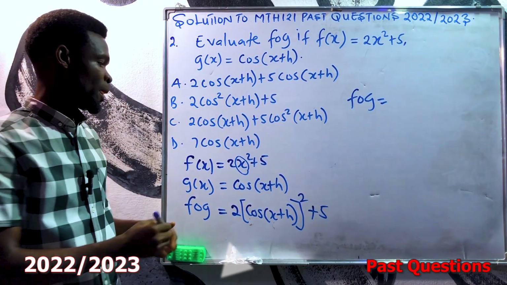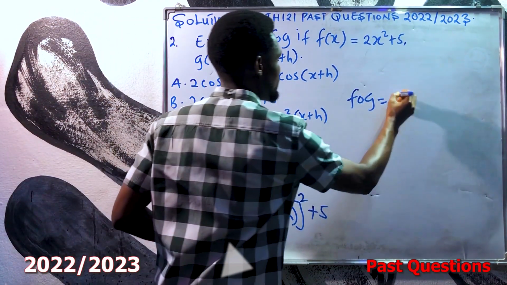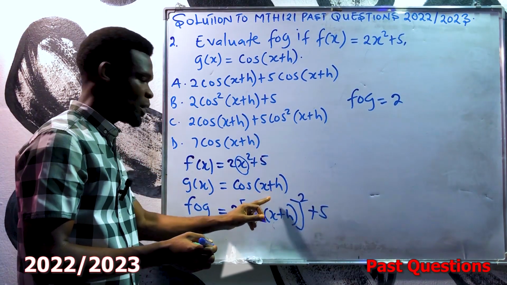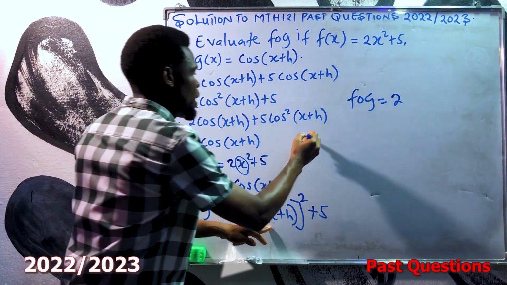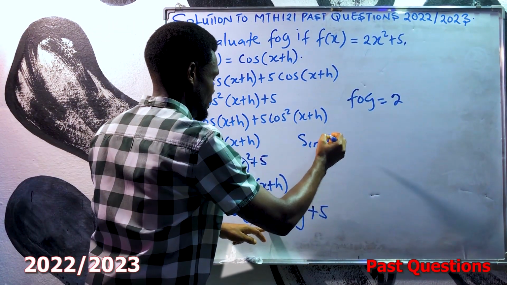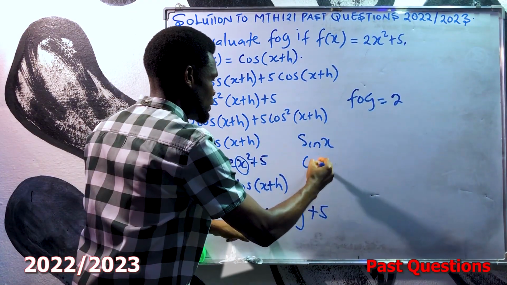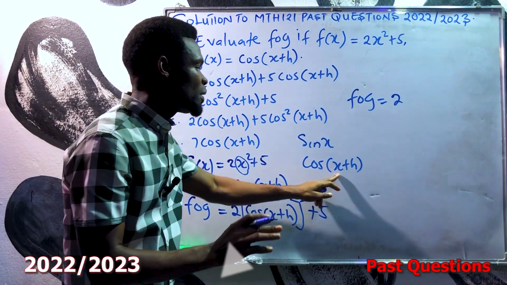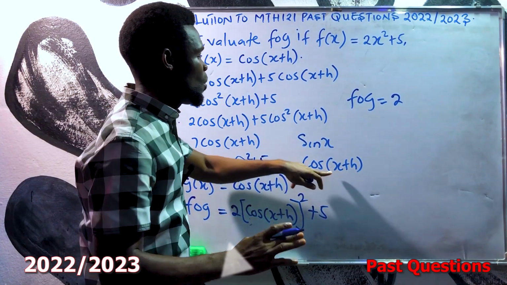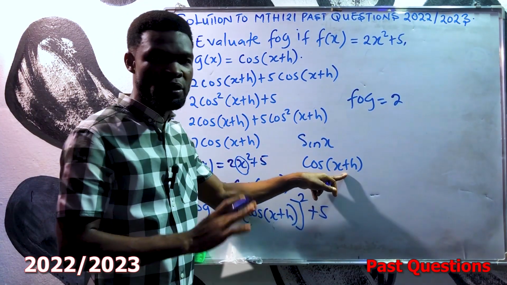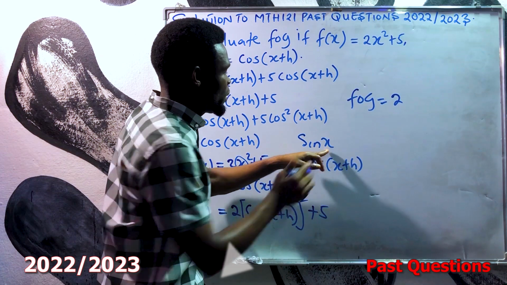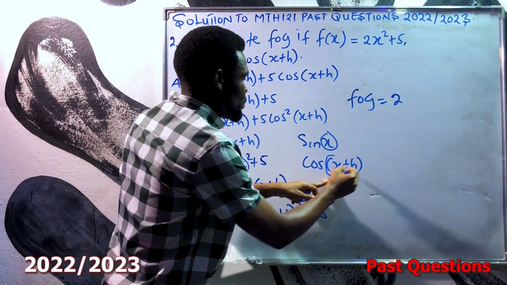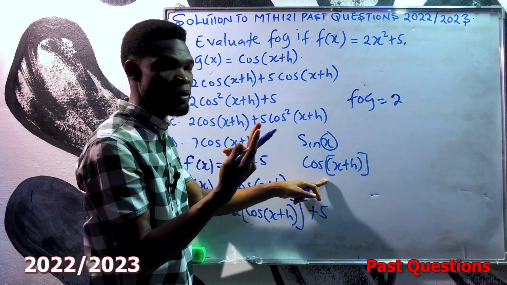So these two, look at it here. And then this power 2 will come in. Then see, what I had here was sine x. What I'm having here is cos of x plus h. So don't mind whatever is here. The most important thing is that whatever is here is in the angle position. For instance, the angle position here is x. Now the angle position here is x plus h. So it's just one thing.